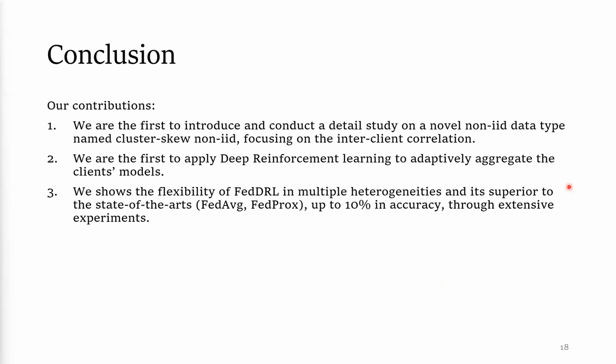In conclusion, we have our contributions as follows. We are the first to introduce and conduct a detailed study on a novel non-IID data type named cluster skew non-IID, and focus on the inter-client correlation. Secondly, we are the first to apply deep reinforcement learning to adaptively aggregate the clients' models. And we show that our proposal is highly flexible in multiple heterogeneities and is superior to the state-of-the-art, up to 10% in accuracy. And this is the end of my presentation.